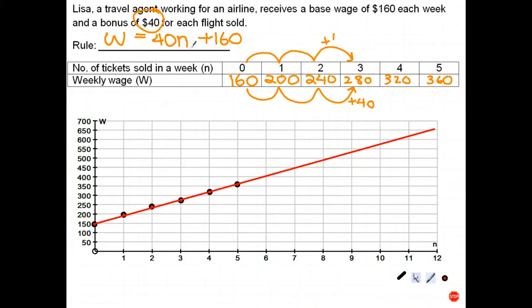So for each ticket she sells, she earns an extra $40. And we can show that in the equation by saying it's 40 times the number of tickets sold plus the fixed amount or the base wage. Let's do a quick check of our rule. Let's again pick n equals 3. 40 times 3 is 120. 120 plus 160 adds up to 280, and it does check.